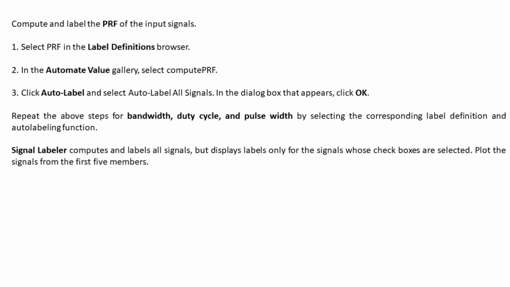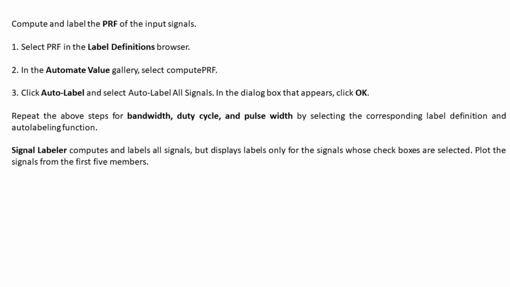Compute and label the PRF of the input signals. 1. Select PRF in the Label Definitions browser. 2. In the Automate Value gallery, select Compute PRF. 3. Click Autolabel and select Autolabel all signals. In the dialog box that appears, click OK. Repeat the above steps for bandwidth, duty cycle, and pulse width by selecting the corresponding label definition and autolabeling function.